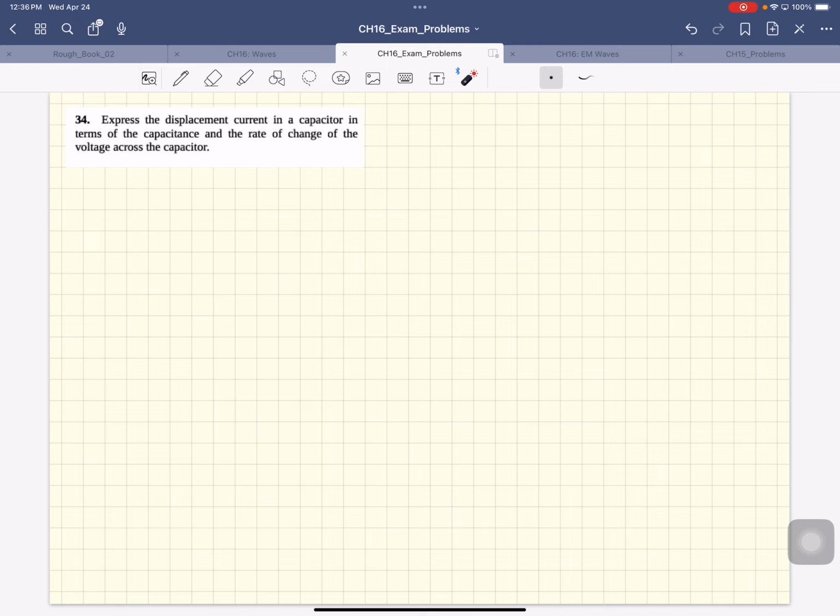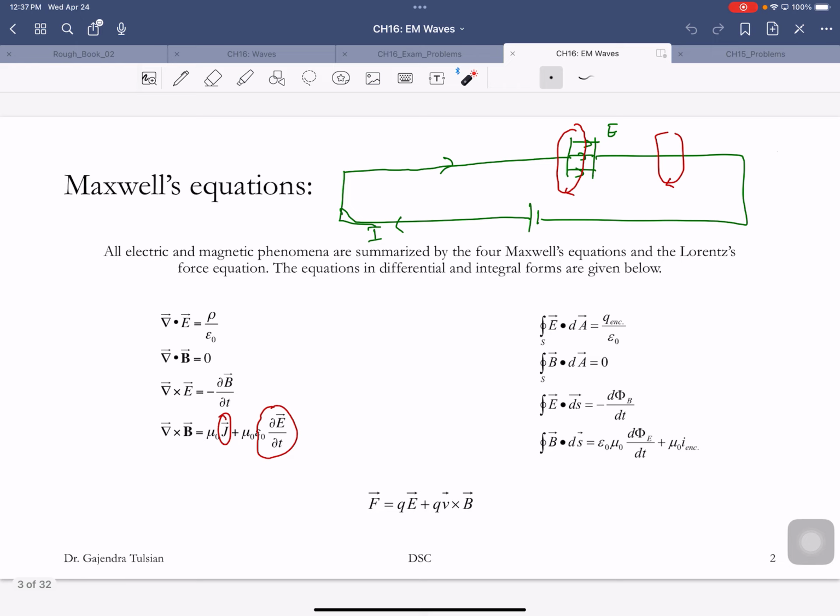So in a conducting wire, the net charge is zero, so they don't produce an electric field, but the moving charges produce a magnetic field. Okay. So here's what this problem is about. You see, this equation tells you moving charges, currents, produce magnetic fields.